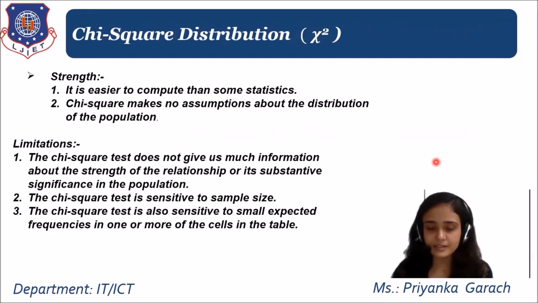Now the strengths and the limitations of the chi-square distribution. The strength is that it is easier to compute than some other statistics, and the chi-square distribution makes no assumption about the distribution of the population. The limitation is that it does not give us much information. Also, the chi-square test is sensitive to the sample size, and it is also sensitive to small expected frequencies.